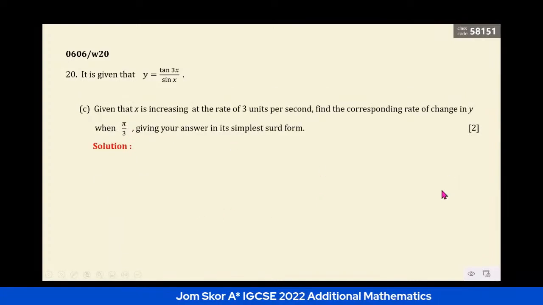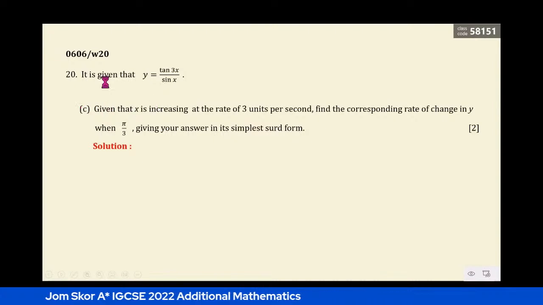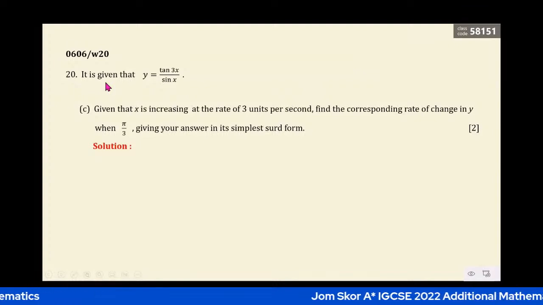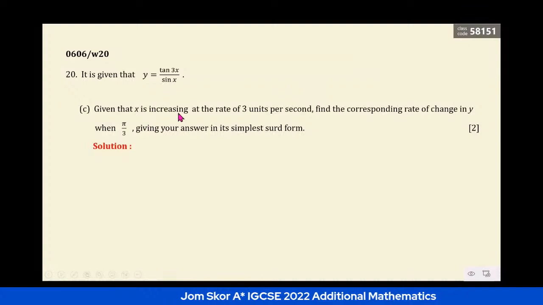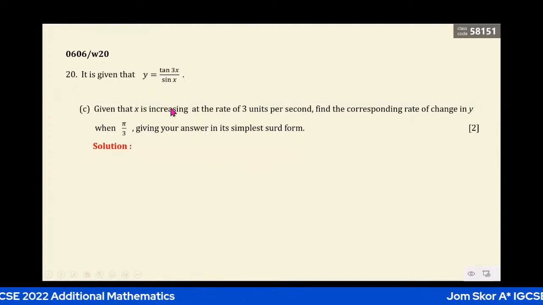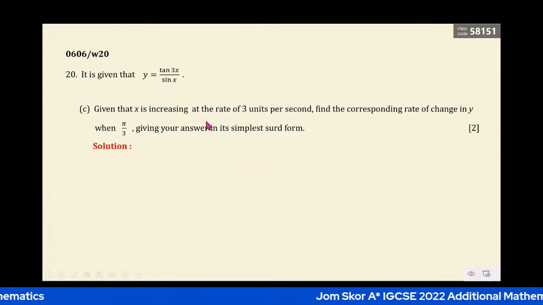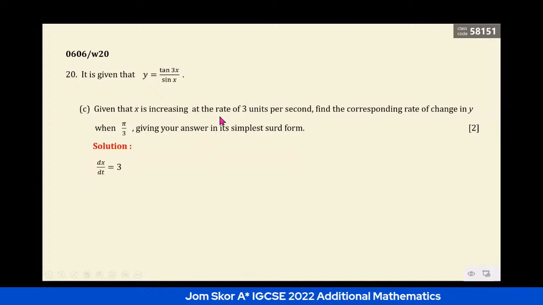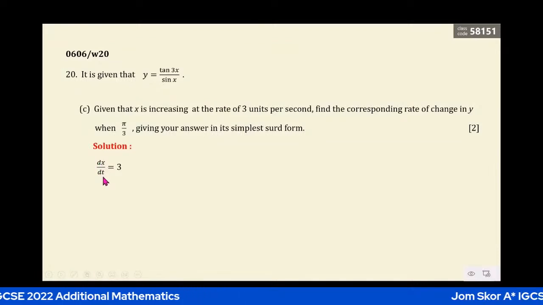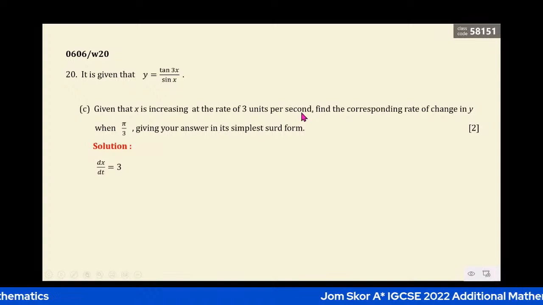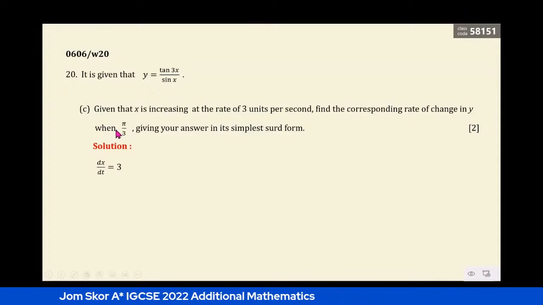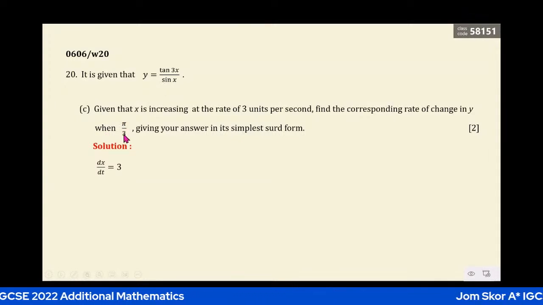Next, we move to 20C. Dia satu soalan combine semua. Okay, differentiation, you differentiate and then you cari small change and now dia kata x increasing at the rate of 3 units per second. Okay, meaning that kita nak cari dx, kita dapat daripada sini, we have dx/dt is equal to 3. When we are talking about rate, so it's a difference, you differentiate respect to time. Okay, 3 units per second here. So find the corresponding rate of change in y when x equal to pi over 3. Okay, alright.